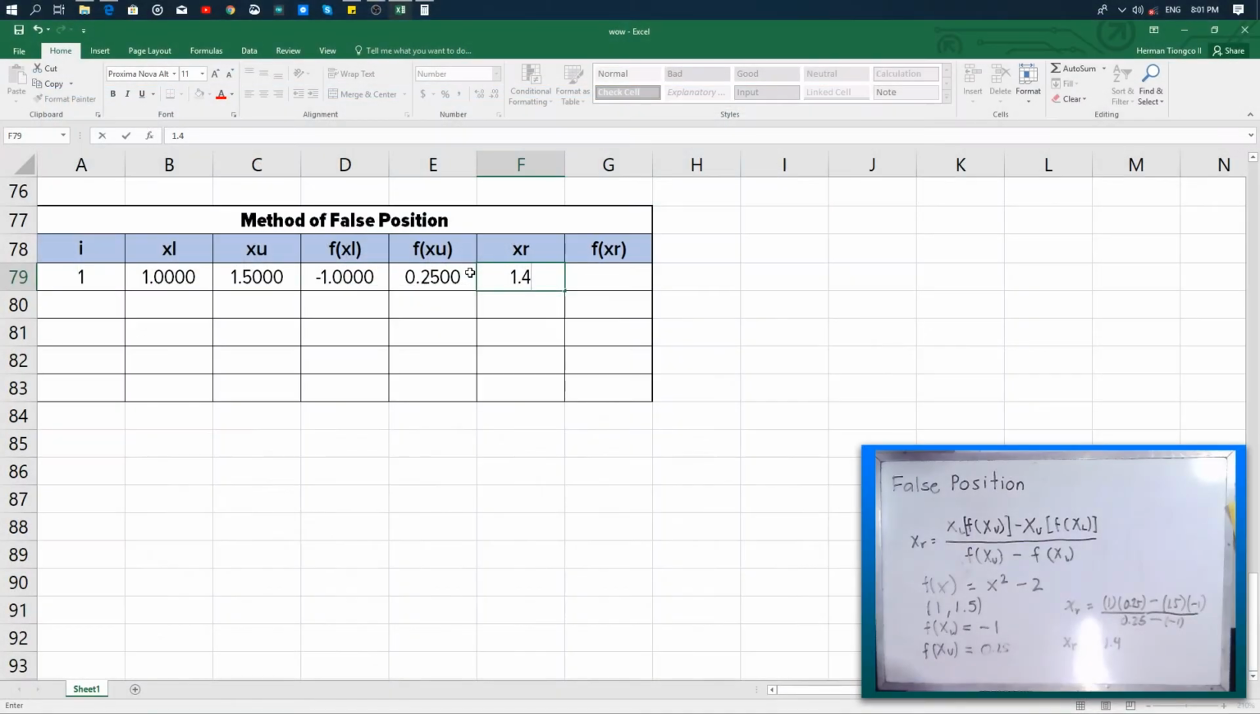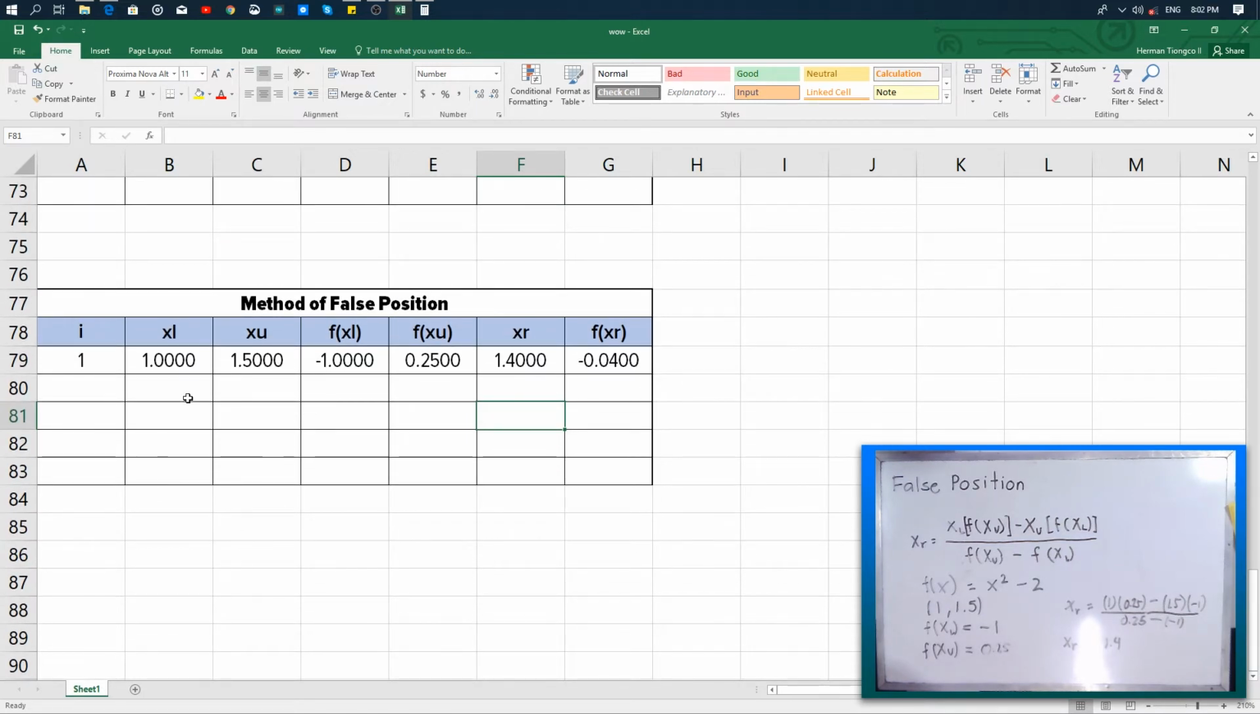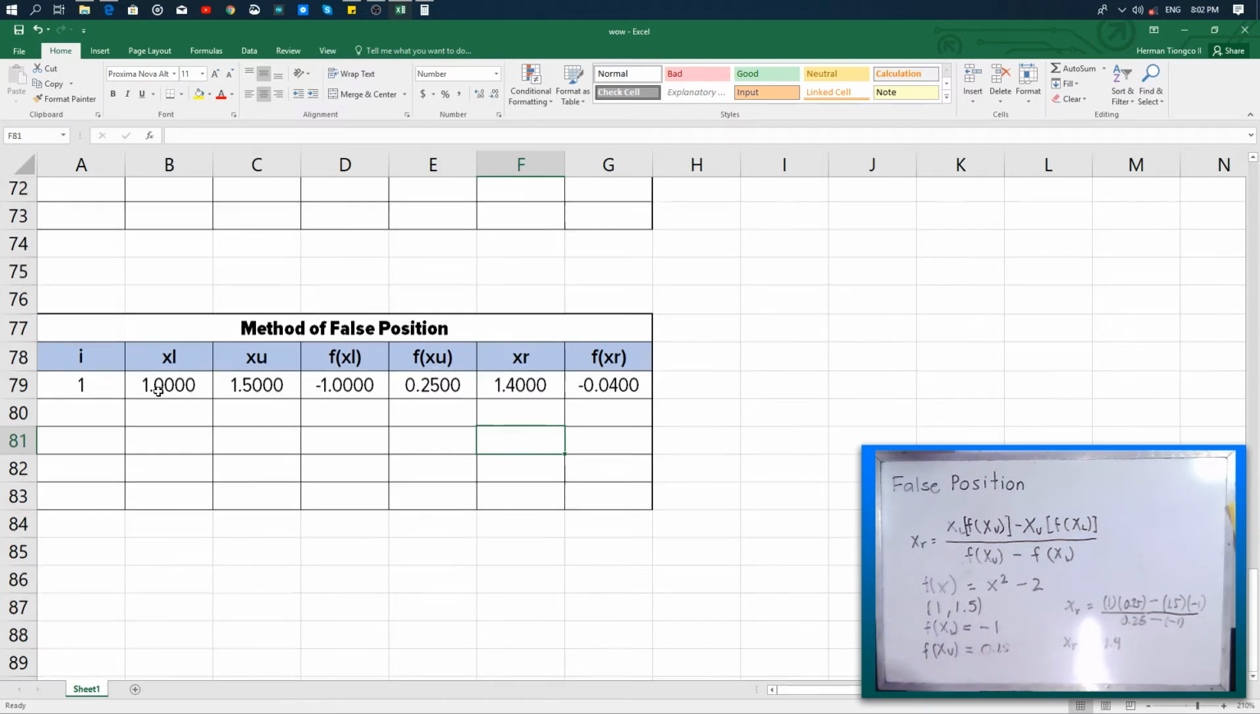So changing that in our table, 1.4, and then if we insert the value 1.4 into our equation x squared minus 2, we will arrive at the answer 0.04. On the next iteration, we need to notice that the product of f of x sub l and f of x sub r is positive, because negative times negative will have a positive sign. So on the next iteration, we will be changing the value of x sub l to the value of x sub r. It means that 1.4 will be our new value for x sub l.